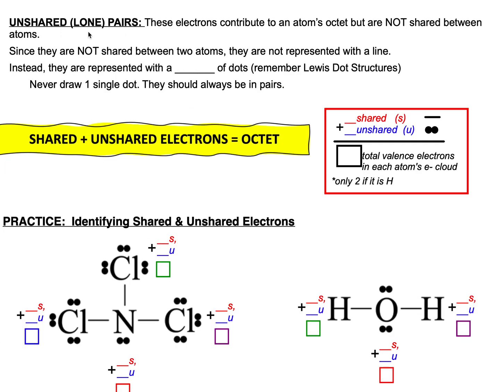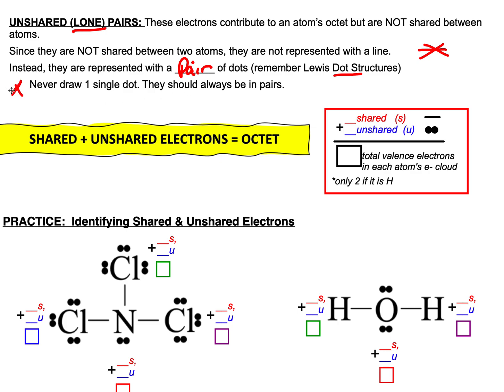Now, unshared electrons. You can think of these as almost atoms being selfish. They hang on to their own electrons and they don't share them. They don't need to. We can also call these lone pairs. They're alone. They're not going back and forth between 2 atoms. So these electrons contribute to an atom's octet. Remember, we add up, we get the sum, but they're not shared. Since they're not shared, they're not represented with a line. We don't draw a line to represent these electrons because they don't travel back and forth. Instead, they're represented with a pair of dots, just like those Lewis dot structures. We draw 2 little dots.